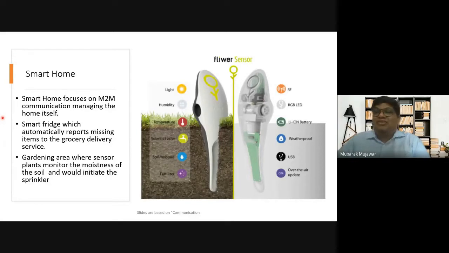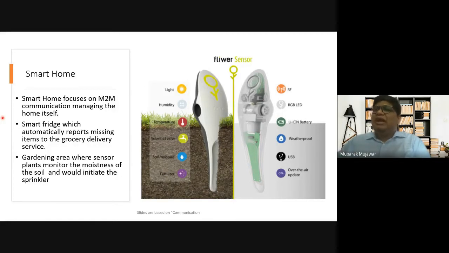An example is a smart fridge or smart refrigerator, which automatically reports missing items to the grocery delivery service. Or we can think of another area where we can use these devices, and that is our garden. All the sensors in the garden come under smart home technology. We can use different sensors to monitor the moisture or water level in the soil, or see what the level of nutrients available in the garden is. So we can use those agriculture sensors or water sensors for smart home applications.